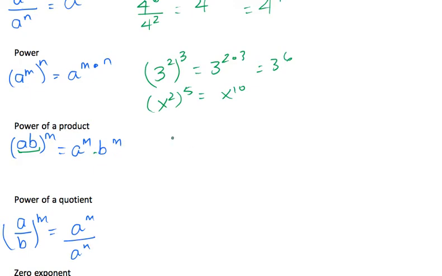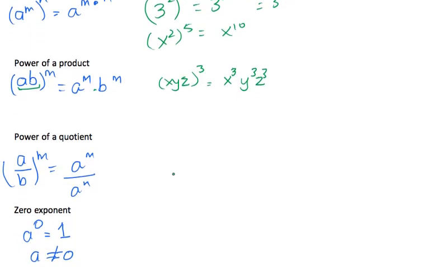An example of that would be xyz, to the power of 3. So the 3 applies to x and y and z. So that becomes x cubed, y cubed, and z cubed.